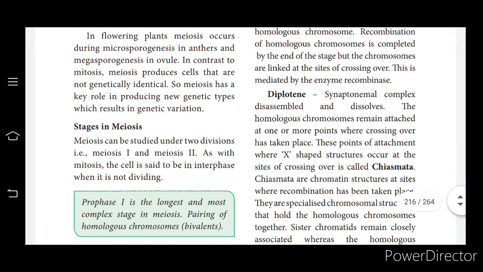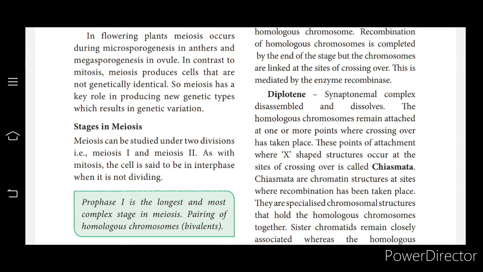In flowering plants, meiosis occurs during microsporogenesis, that is, the formation of pollen grains. Once they are forming, that is what is called microsporogenesis, in the anthers, and megasporogenesis in the ovule. In contrast to mitosis, meiosis produces non-identical cells, so they play a major role in producing new variations among organisms.